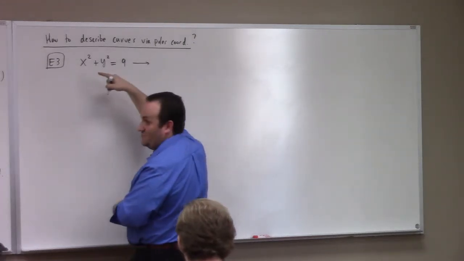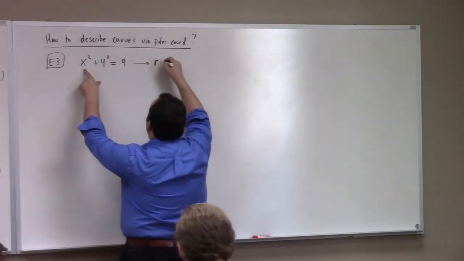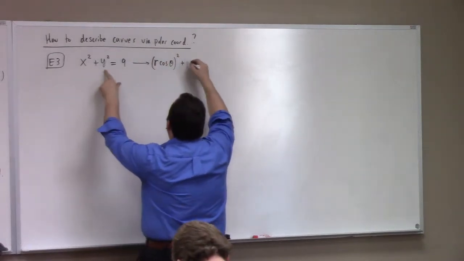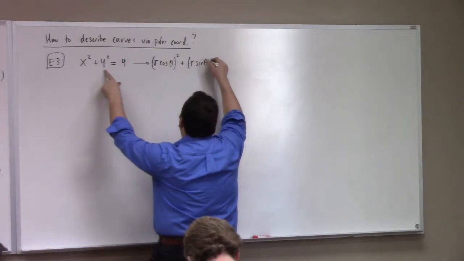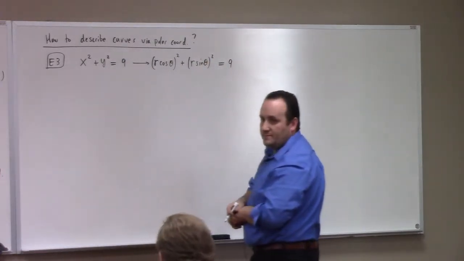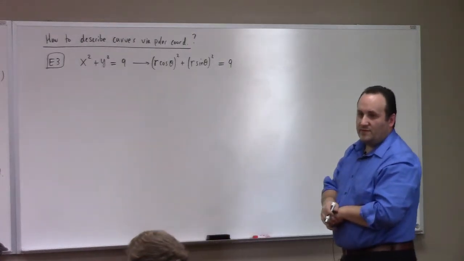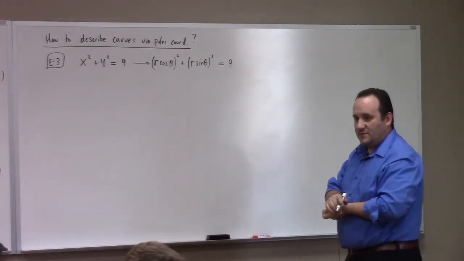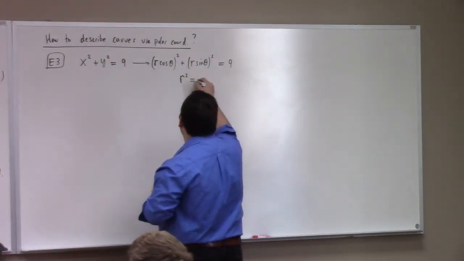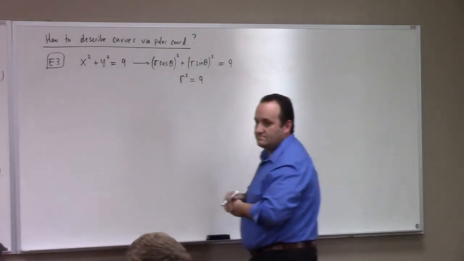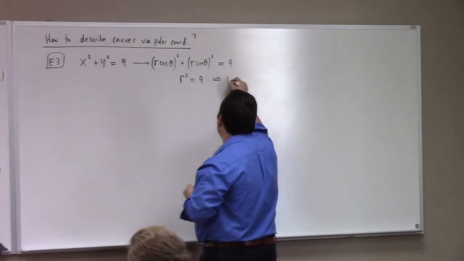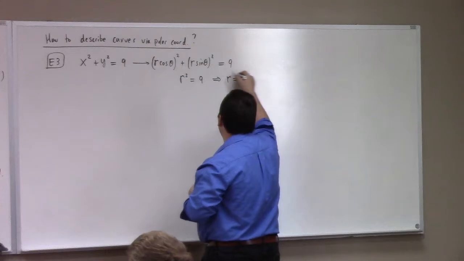So what you, yeah, plug in, we get (r cosine theta) squared, right? (r sine theta) squared equal to 9. So you get sine squared plus cosine squared, which is? Right? So we get r squared is 9. So I would say that this implies that r is equal to 3.